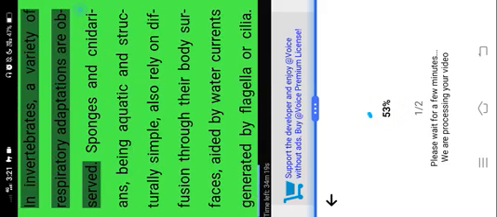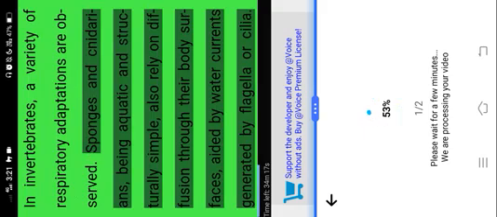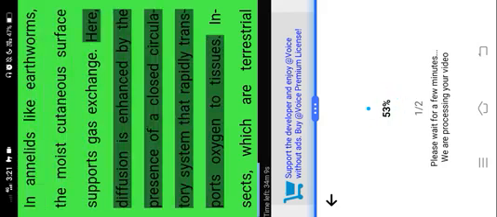In invertebrates, a variety of respiratory adaptations are observed. Sponges and cnidarians, being aquatic and structurally simple, also rely on diffusion through their body surfaces, aided by water currents generated by flagella and cilia. In annelids like earthworms, the moist cutaneous surface supports gas exchange. Here, diffusion is enhanced by the presence of a closed circulatory system that rapidly transports oxygen to tissues.